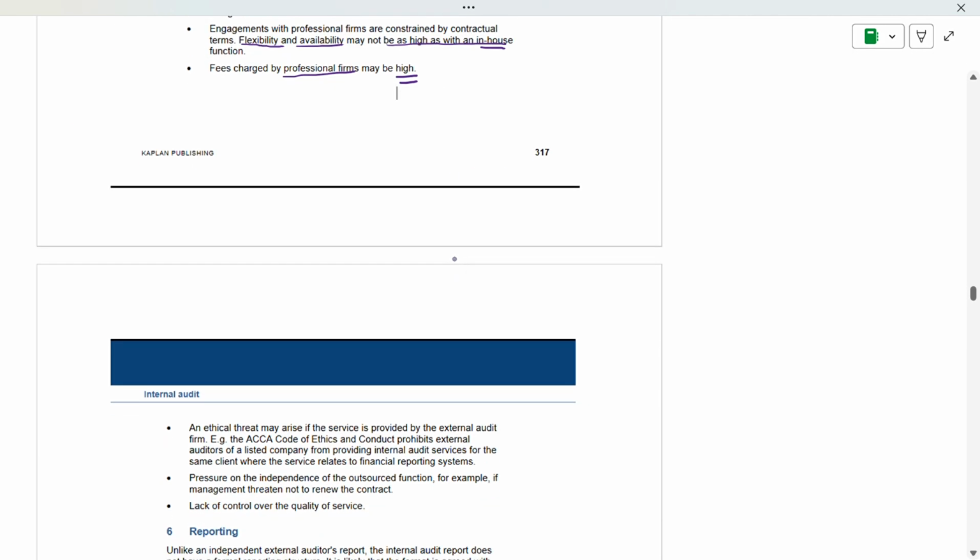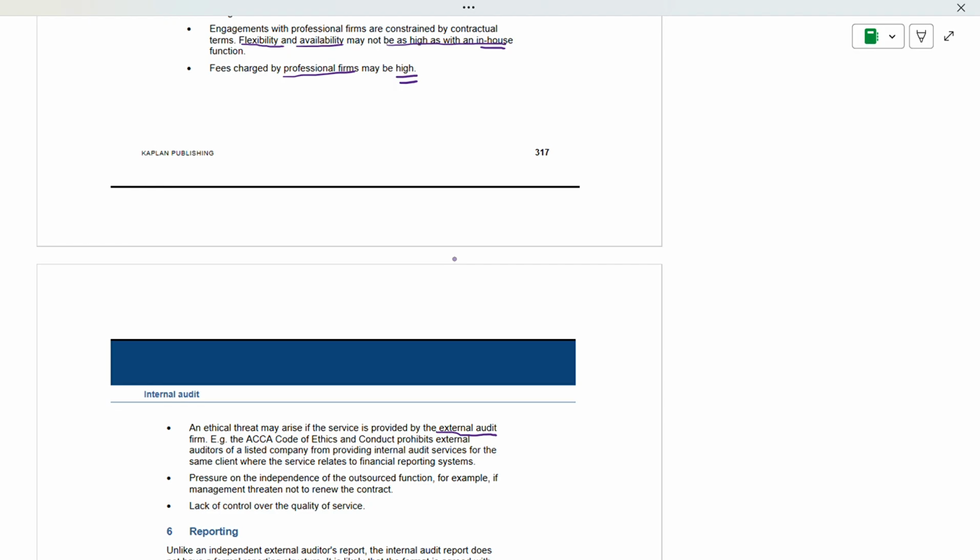There are so many things. An ethical threat may arise if the service provided is by the external audit. See, an external audit firm can provide internal audit services also, but there are some conditions.